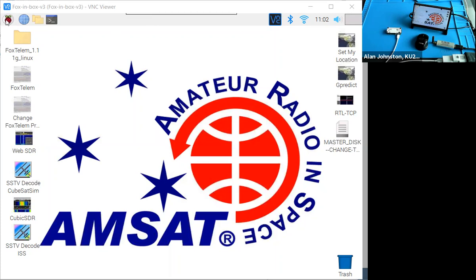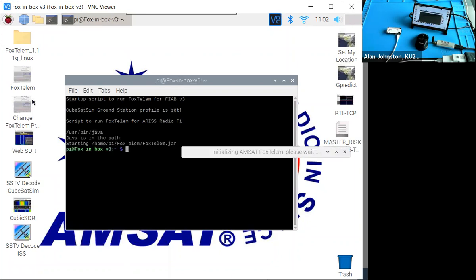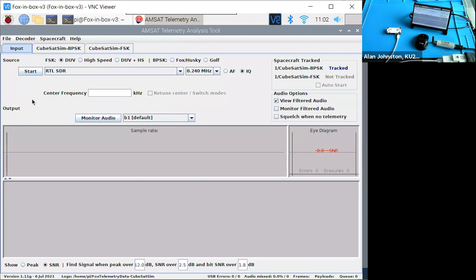And I'm going to run FoxTelem. FoxTelem is AMSAT's telemetry decoding and uploading tool that we use for our CubeSats that are on orbit. So this is the exact same tool that we use for our real CubeSats that we use for our CubeSatSim as well.